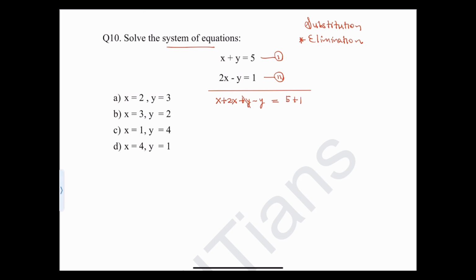Plus y and minus y cancel out, so we get x plus 2x, which is 3x, equals 5 plus 1, which equals 6. Over here we can divide both sides by 3. Now 3 and 3 cancel out, we get x equals 6 over 3, which means x equals 2. So the value of x is 2.